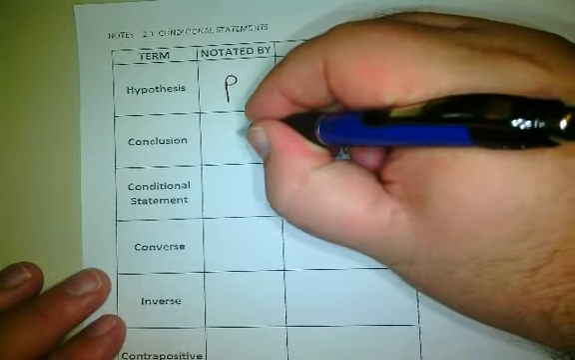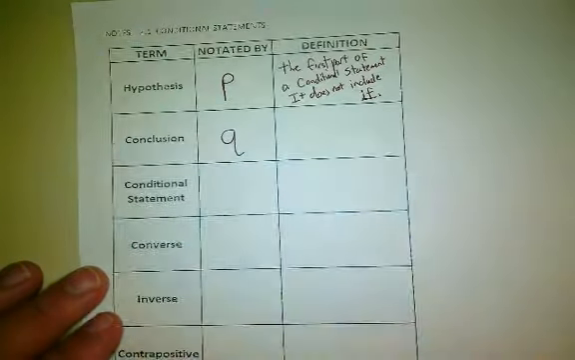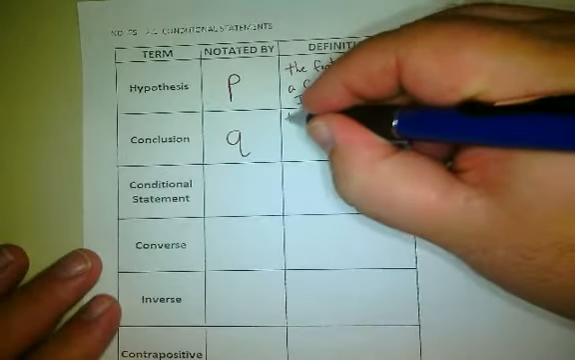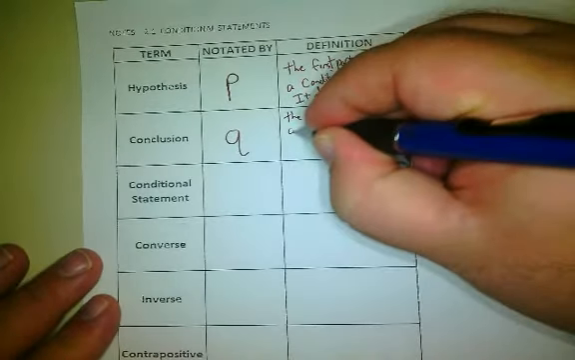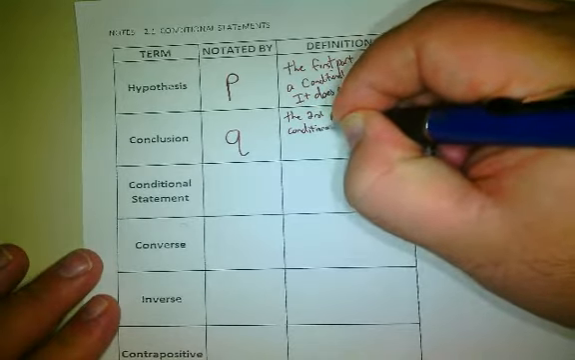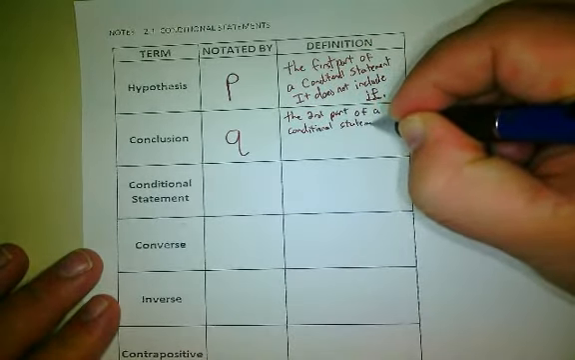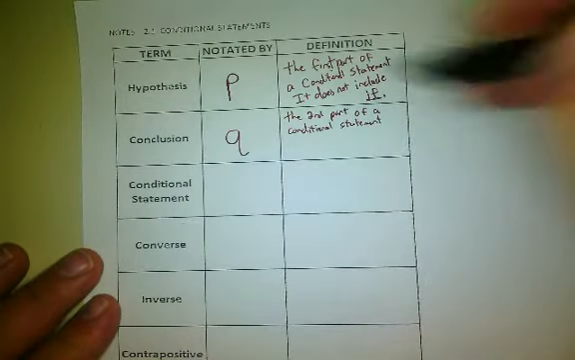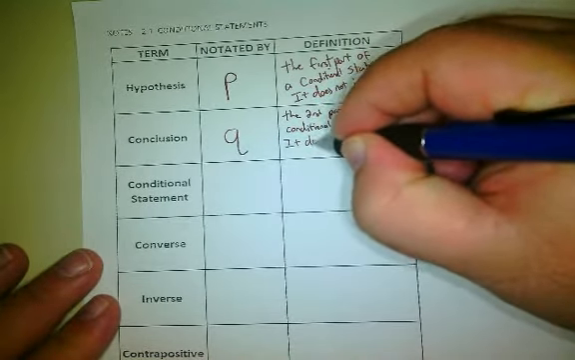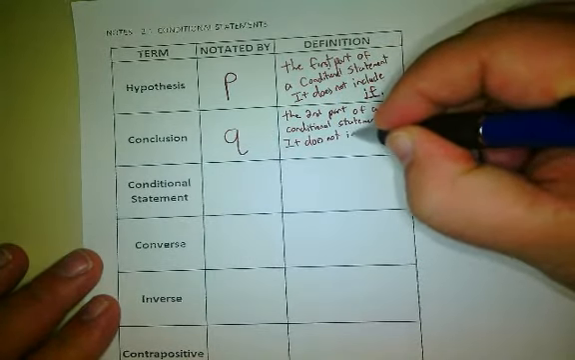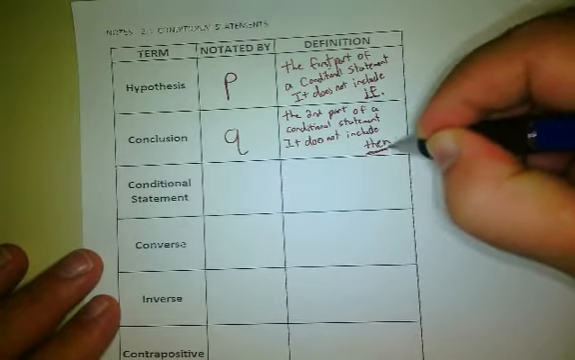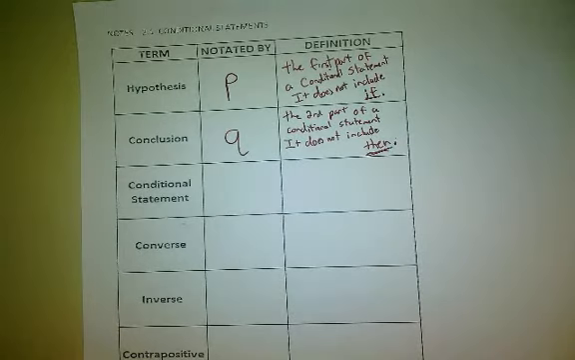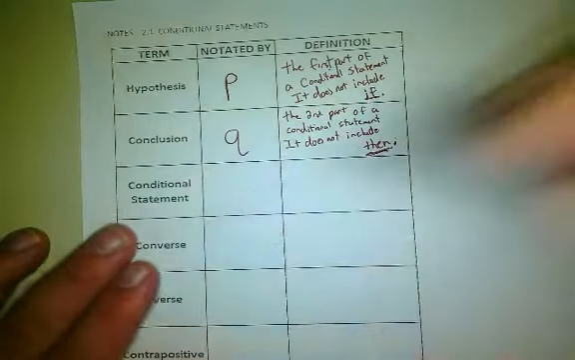The conclusion. The conclusion is notated by a Q. And this is the second part of a conditional statement. The second part of a conditional statement does not include the word then. And again, all of that will make sense in just a little bit. All right, I know you're like, okay, it doesn't include that. It'll make sense.